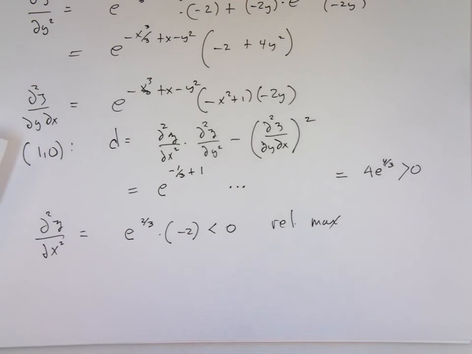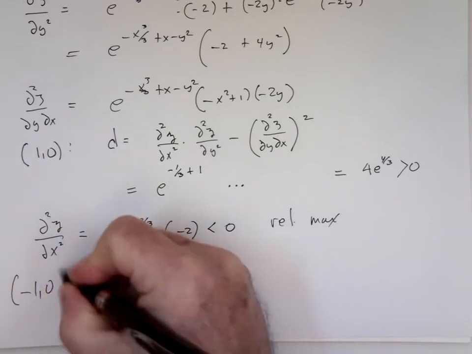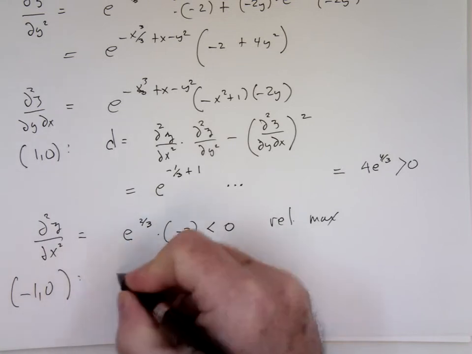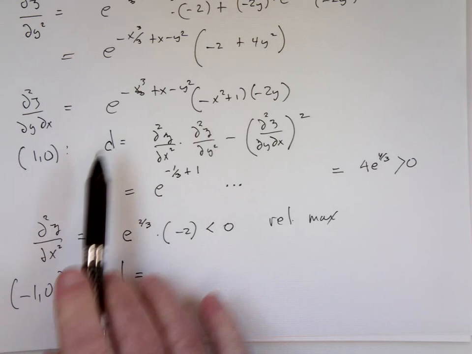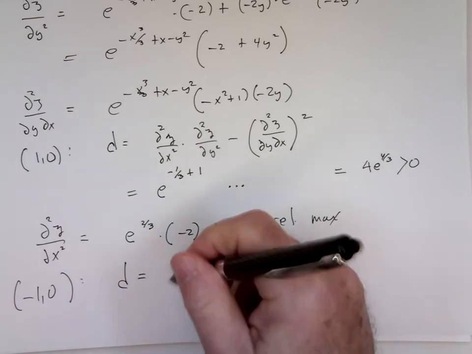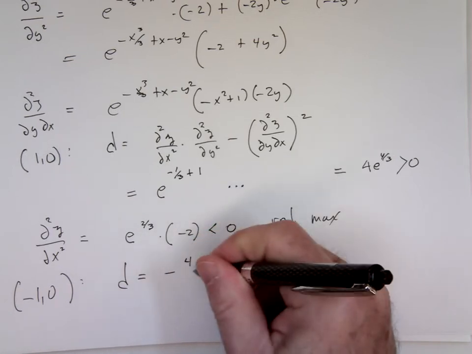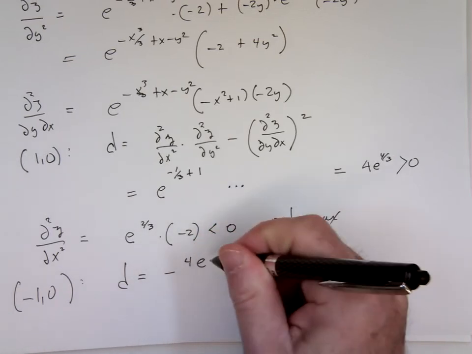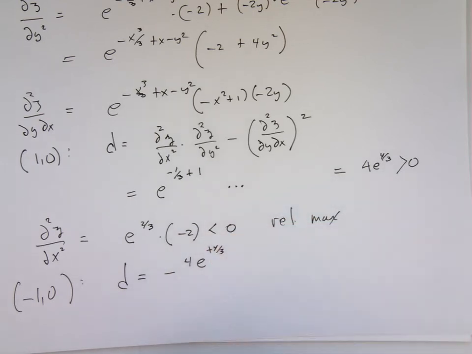We got a relative max for that one. Now let's take negative 1, 0. When you take negative 1, 0, what do you get for D? You substitute negative 1, 0 into our formula here. And what do you get for D there? Negative 4 over e to the 4/3. No, 4 over e to the 4/3. Oh, yeah, okay.